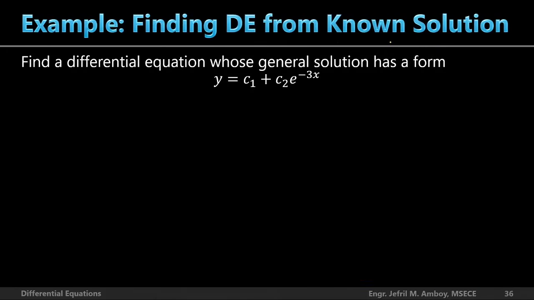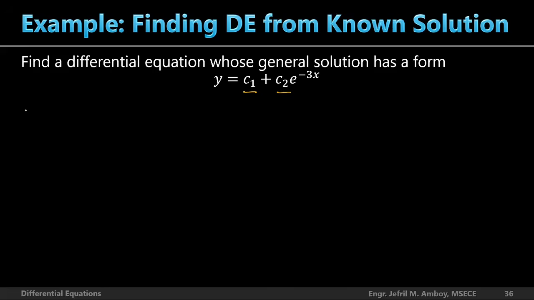Next example, find a differential equation whose general solution has the form y equals c1 plus c2 e to the negative 3x. So if you notice, in this expression, we have two arbitrary constants, c1 and c2. So to get its differential equation, we need to eliminate the arbitrary constants c1 and c2. And we can do that by differentiating. How many times are we going to differentiate? Twice. Why? Because we have two arbitrary constants.